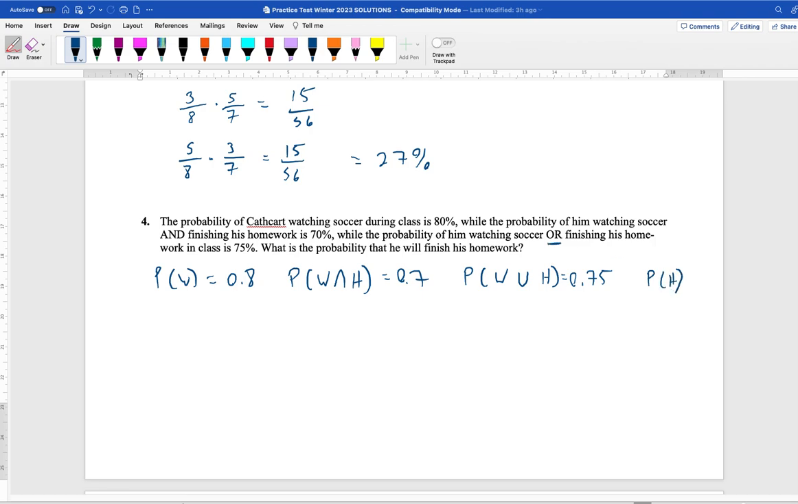Okay. So the big thing here is we're going to use our OR formula. So OR formula is probability of watching or homework, 0.75.